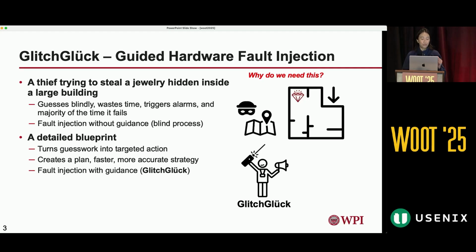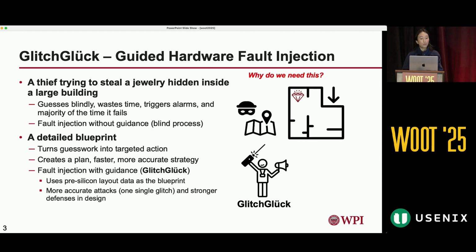And this is how we feel a fault injection with guidance, which is what I wanted to introduce of our paper. We use pre-silicon layout data as the blueprint, and in this case, we will have more accurate attacks, meaning that in the paper we could show that by one single or two glitches, we'll be able to break the countermeasures. And on the designer side, we could also develop stronger defenses.